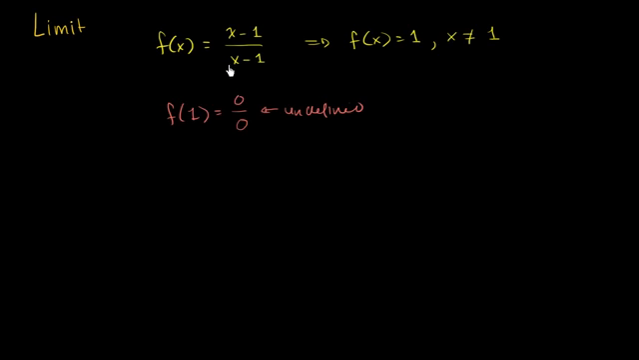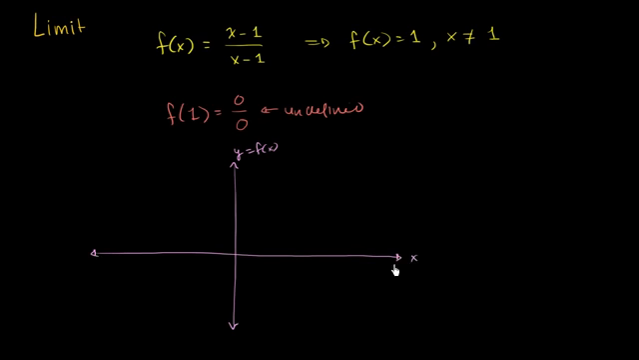So how would I graph this function? So let me graph it. That is my y is equal to f of x axis, and this over here is my x-axis. And then let's say that this is the point x is equal to 1. This over here would be x is equal to negative 1. This is y is equal to 1.